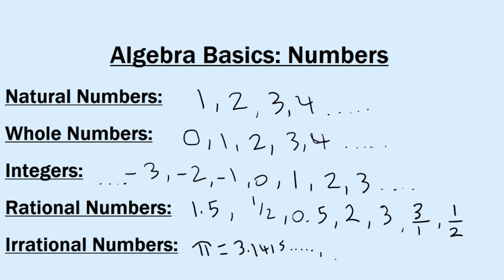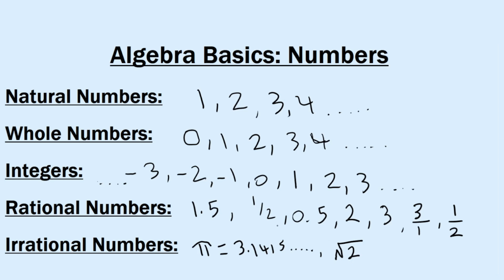Another one is square root of 2. So imperfect squares, such as the square root of 2, square root of 3, these are also irrational. Because one, they can't be written as any fraction. And two, they go on forever.